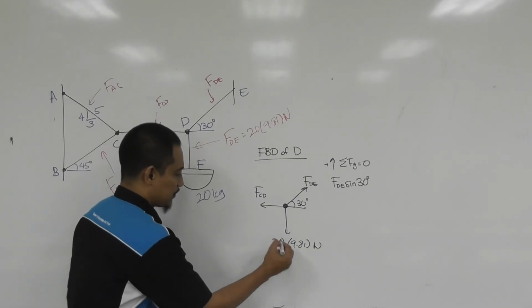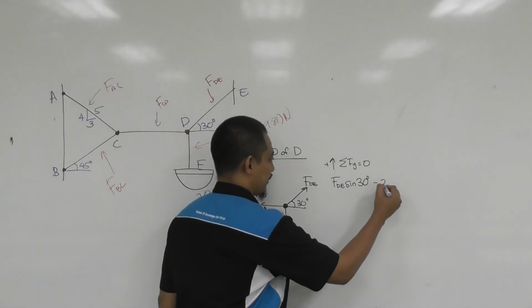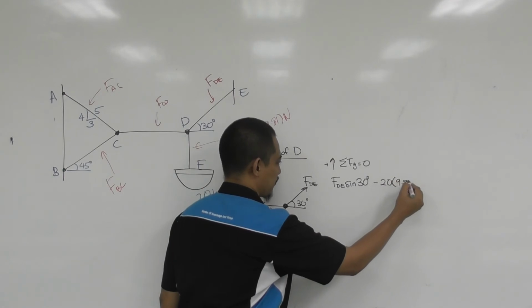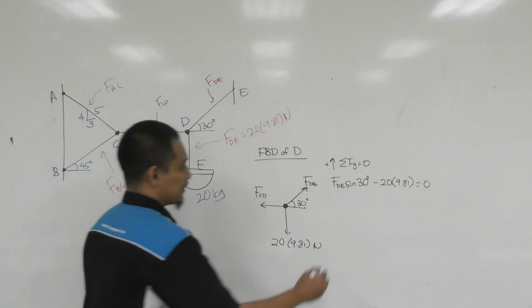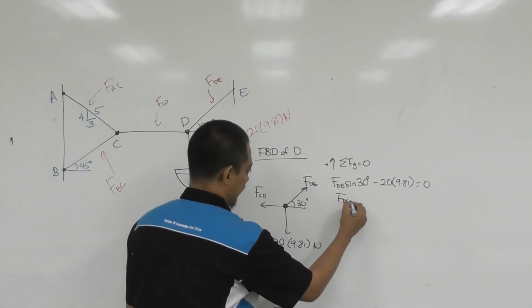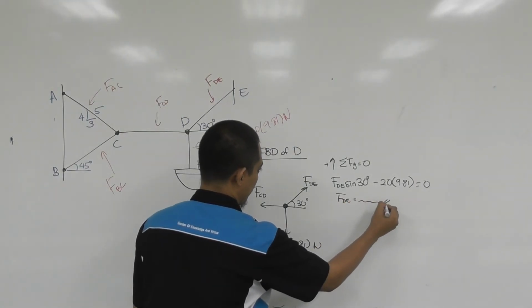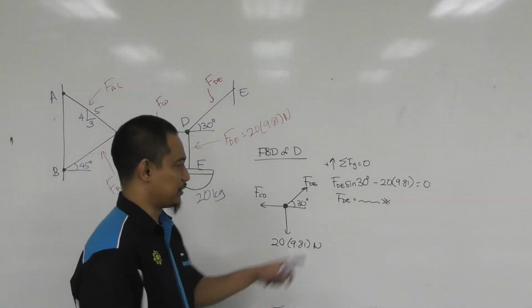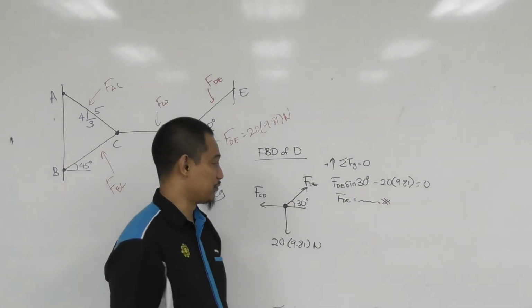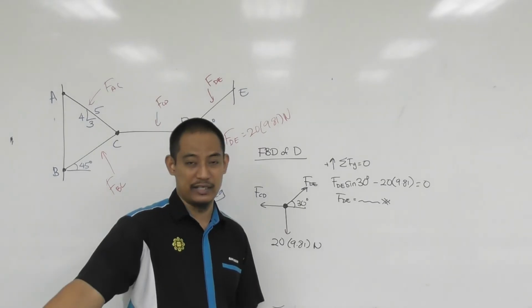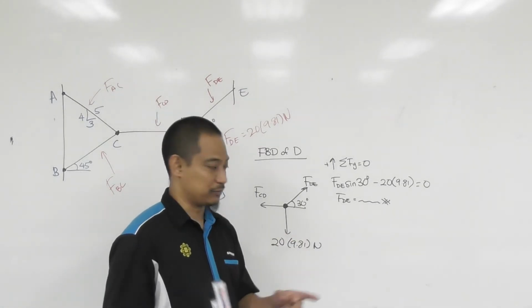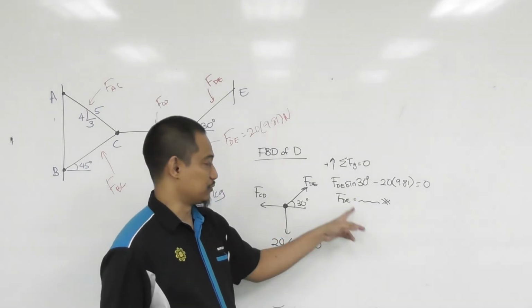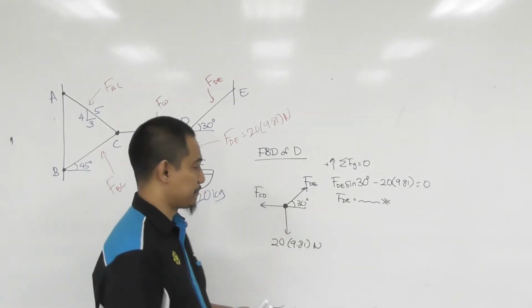It's 20 then. So minus 20, 9.81 equal to 0. From here, you can solve FDE equal to 1, right? Because there's only one unknown here, you can solve straight away. You can get the value. You can see the slide for the value. So for here, I'm not wasting my time to calculate, so I just show the step, right? So from here, you can calculate FDE, right?